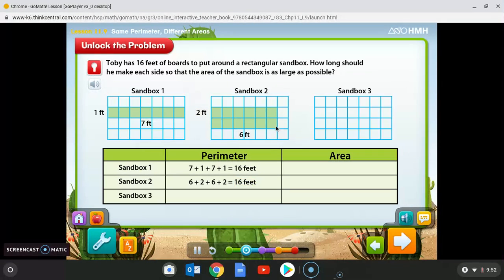2 plus 6 is 8, and 2 plus 6 is 8. 8 plus 8 is 16. Now, do you see the sizes of the sandboxes and how they're different?